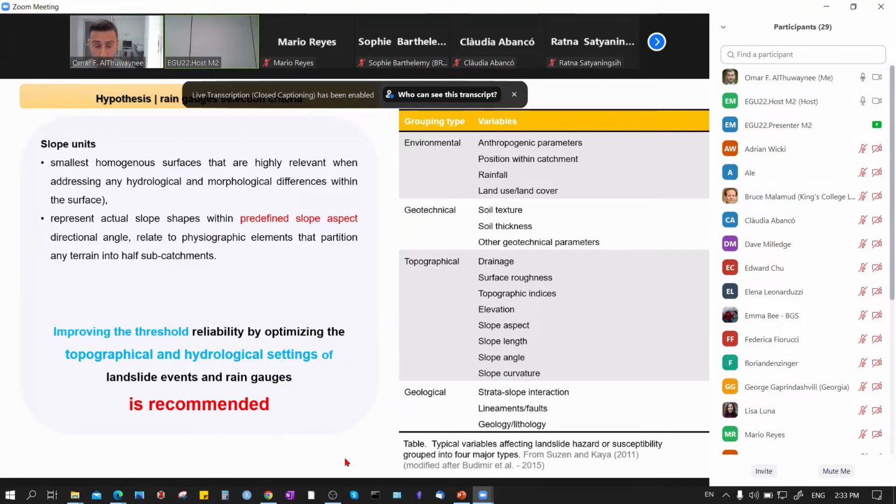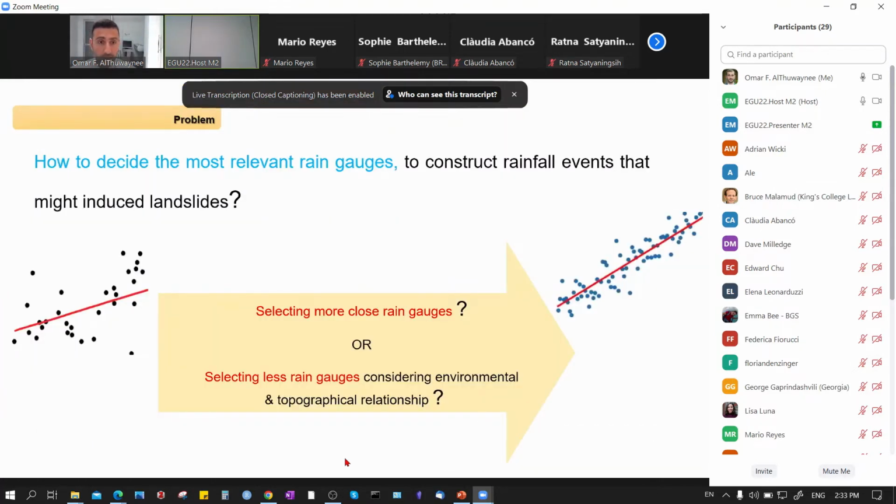Next, please. So now, how do we decide the most relevant rain gauge? By construction, either by selecting the closest one or by investigating the environmental and topological relationship. Next, please.